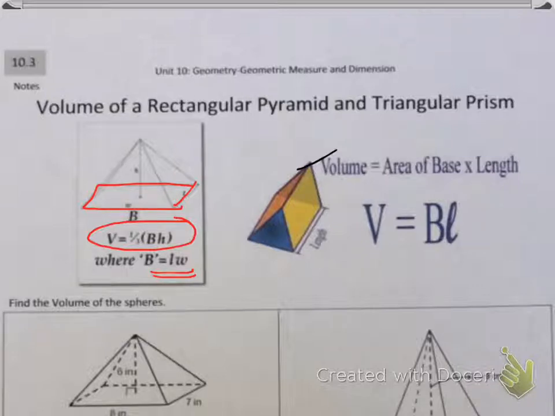The volume of a triangular prism would be area of the base times the height. If it's a triangular prism, the area of the base would be a triangle, which would be 1/2 base times height, and then I'd times it by the length. So I'm really just going to learn to plug my stuff into these two formulas as I go throughout this note-taking guide.